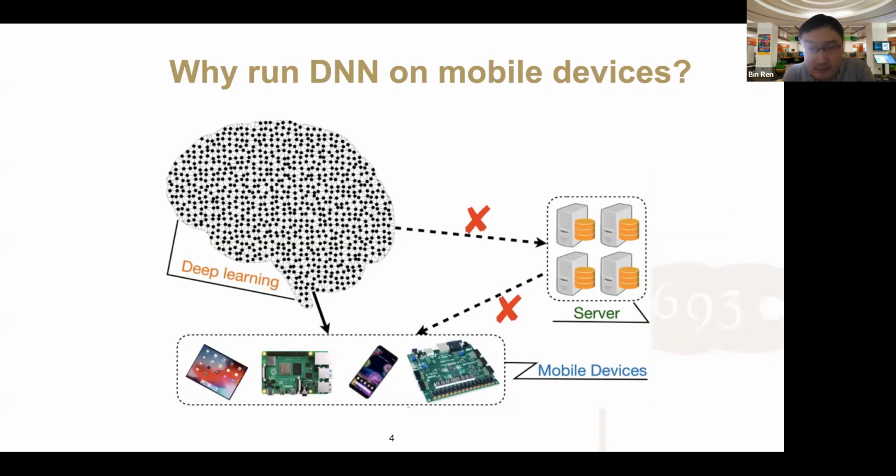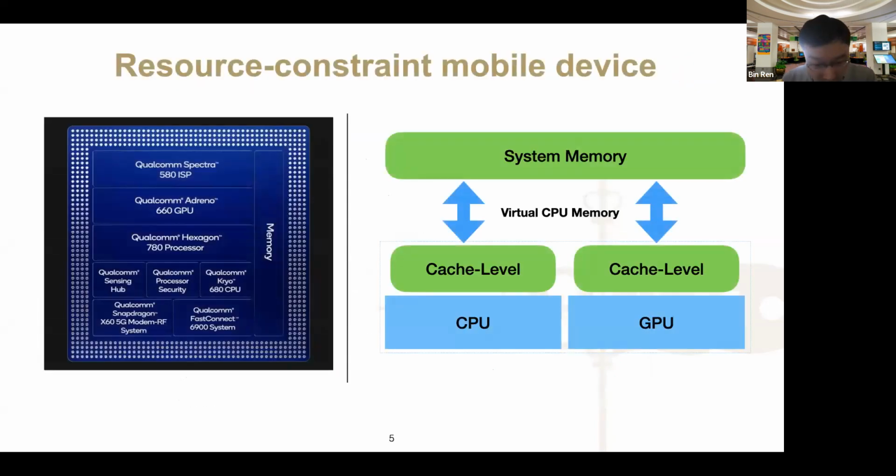And the third reason is cost. Usually the vendors also want to run the AI capability on the mobile devices, because if they run this kind of capability on the server, they need to pay for it. So if they want to save this kind of cost, they also prefer to run AI capability on the mobile side. These days, different kinds of mobile devices become increasingly powerful.